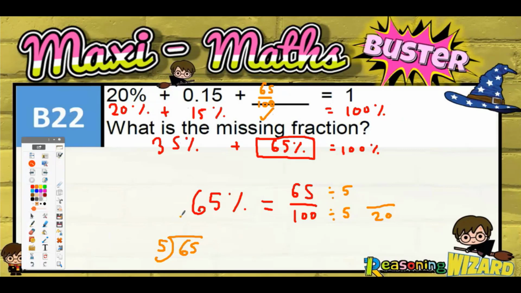5 into 6 goes once, remainder 1. That now gives us 15. And 5 into 15 goes 3 times. So it's going to be 13. So one correct answer is 65 100ths, but another correct answer is 13 20ths, because that's an equivalent fraction to 65 100ths. Either of those two answers would be marked correct.